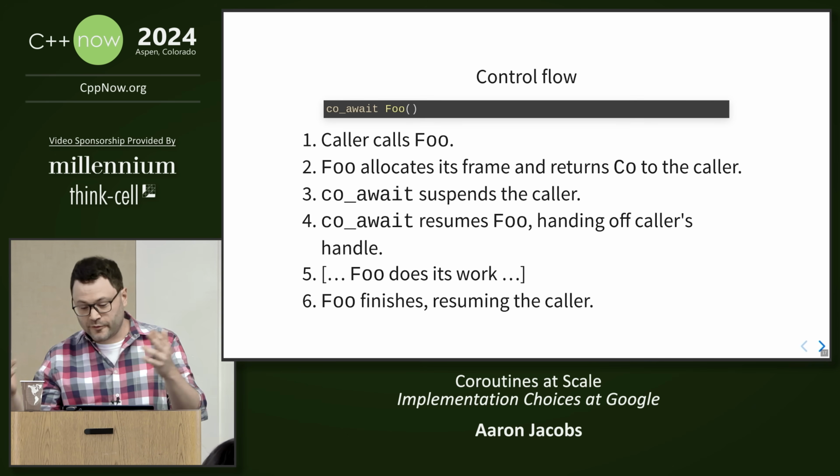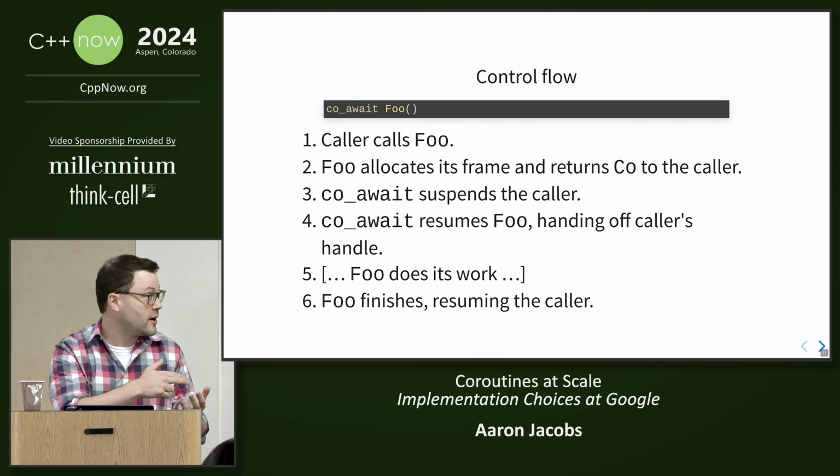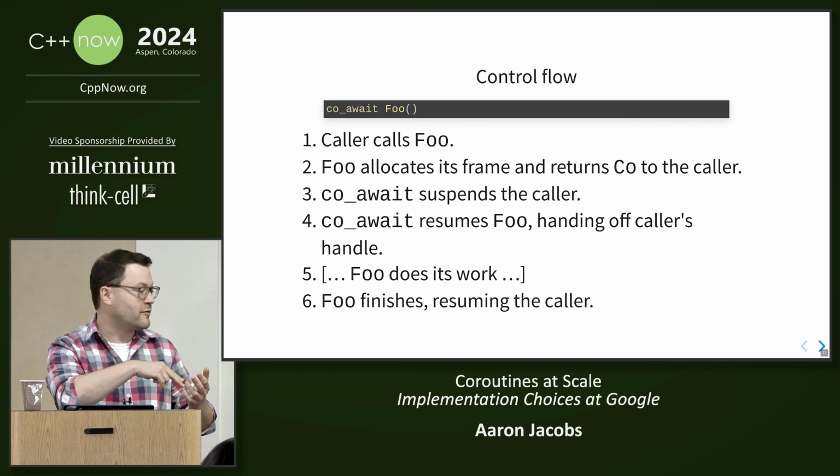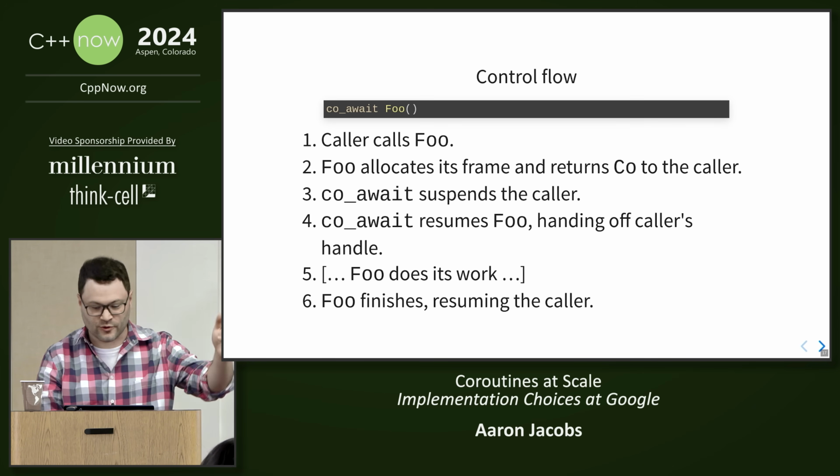And then later, when foo is done with all of its work, it resumes the caller by jumping back into the caller's trampoline, which knows to jump into the appropriate part of its body, namely the next line after the co_await. That's the basics of symmetric transfer of control.